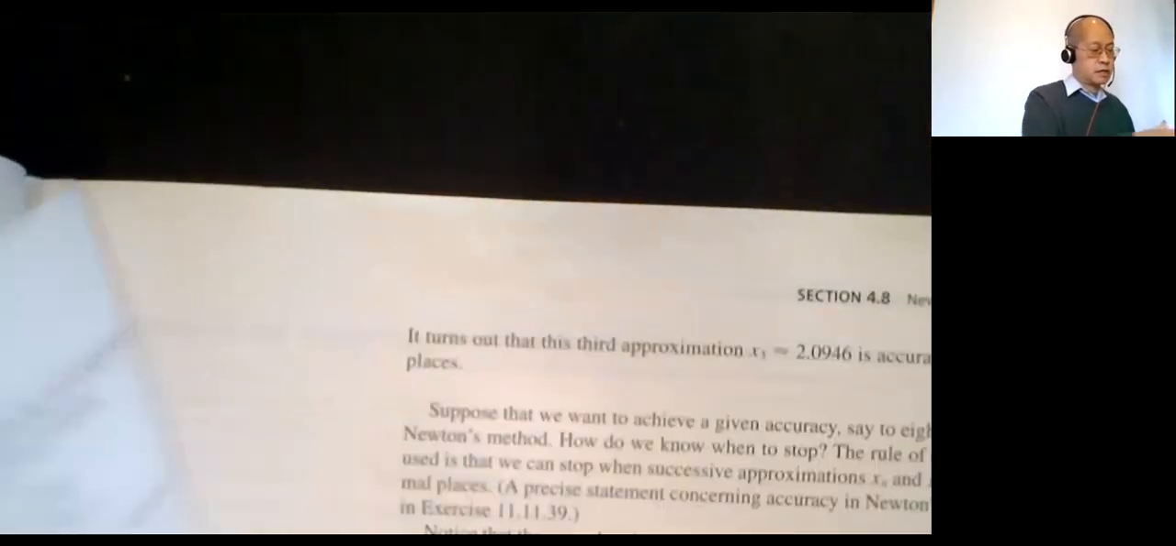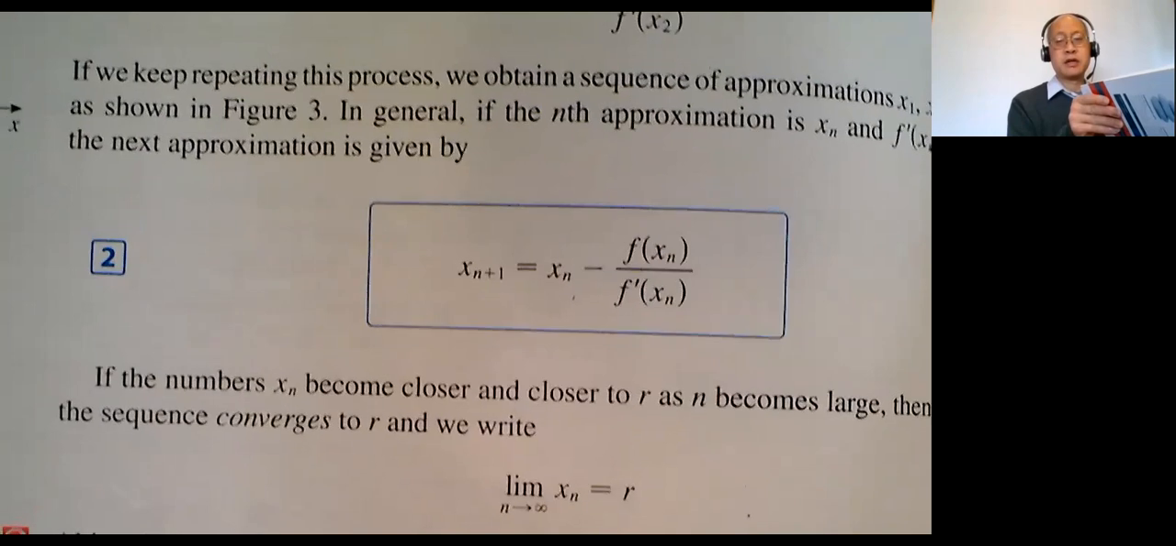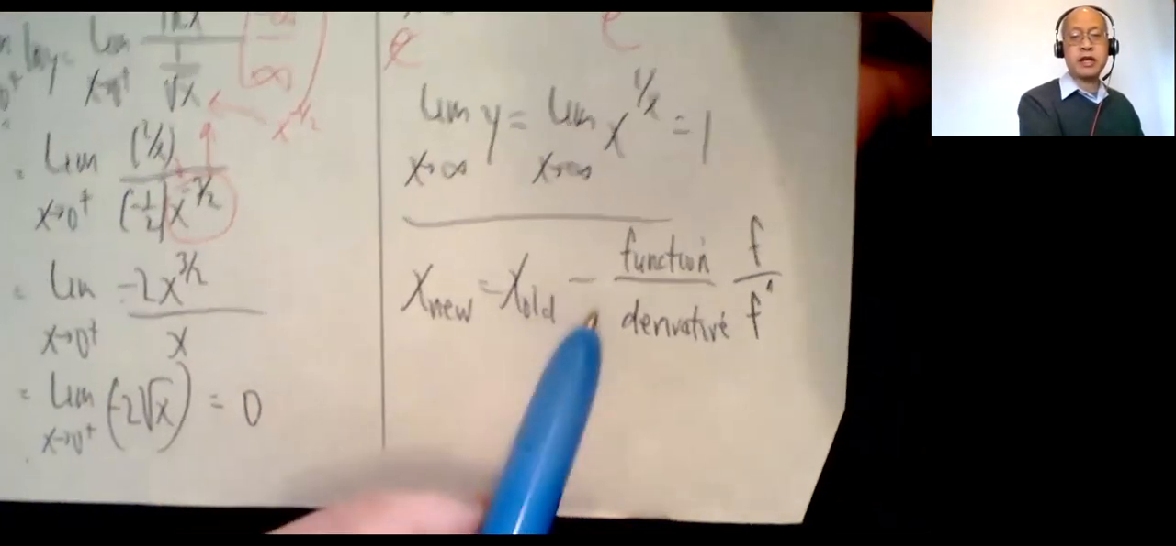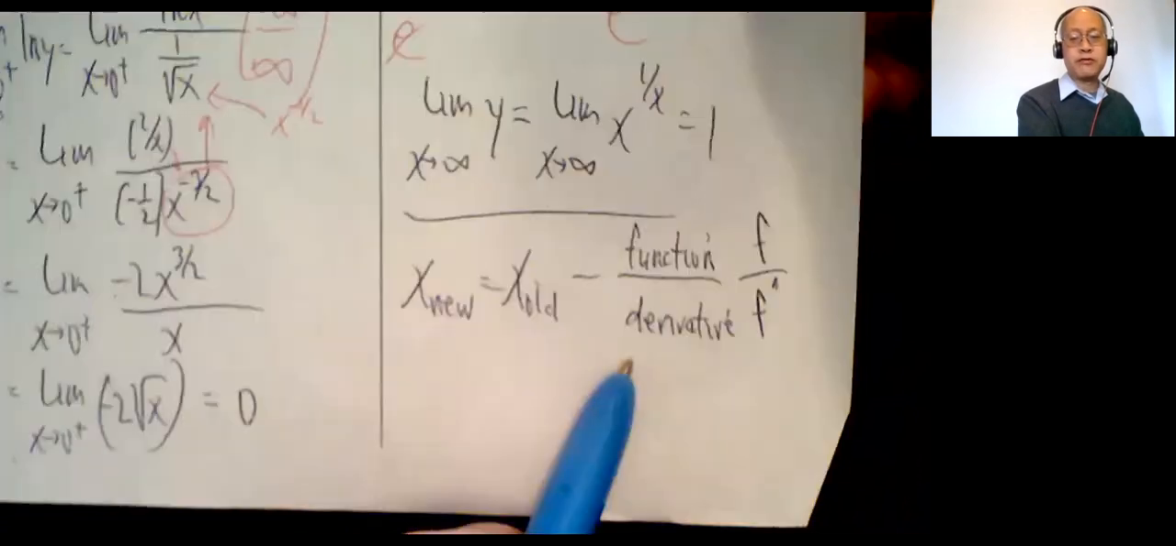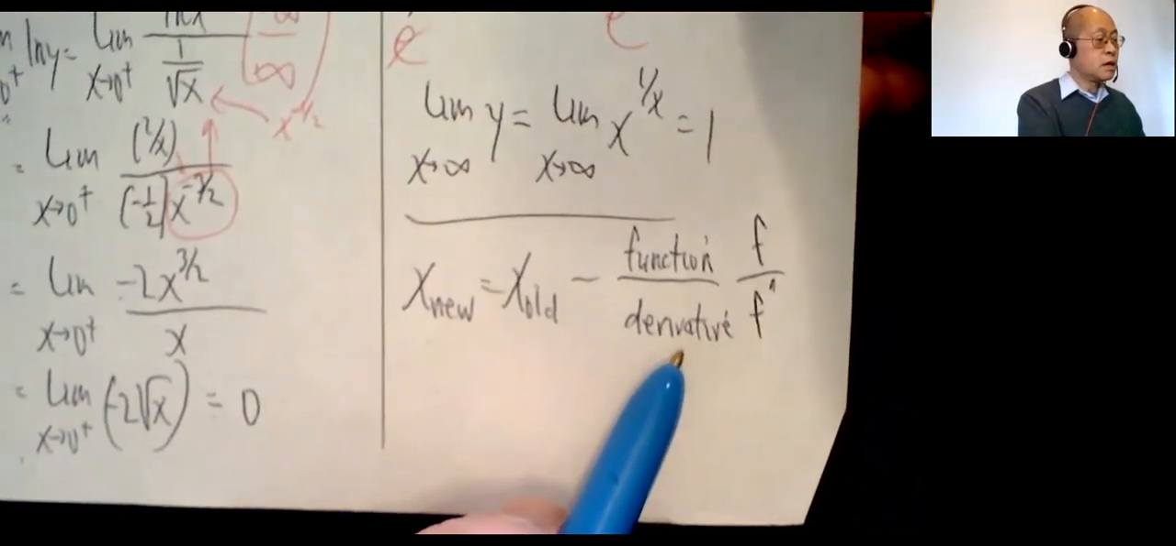Whoops. Actually, this one is better. Just be able to use this, which is the same thing as my version. Here, x new is x old minus function divided by derivative, f divided by f prime. All right, this is very calculator dependent, so get your calculators ready. And we'll start doing some of these.